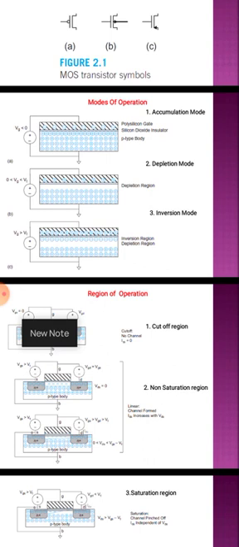Here there is an important term known as threshold voltage. For every MOSFET, the threshold voltage is a cut-in voltage. That is set during the manufacturing process itself.